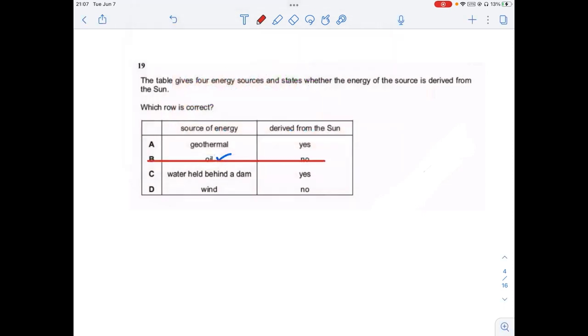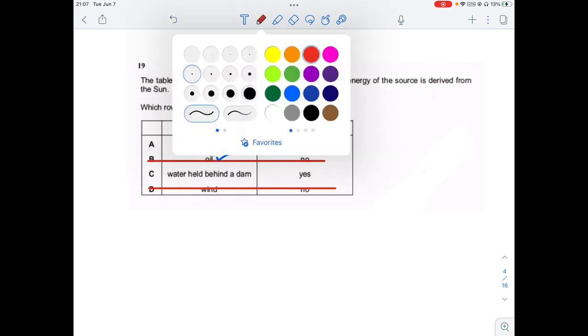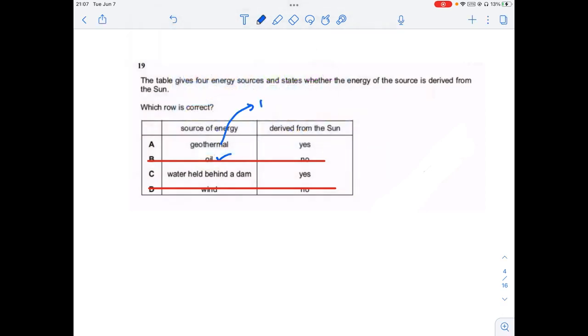Next, wind is derived from the sun, because of temperature differences, the wind keeps moving from high pressure to low pressure. So wind is also derived from the sun, but they say no, so that is also wrong. Geothermal is not derived from the sun. Geothermal energy comes from the nuclear reactions taking place inside the Earth, but they say that it is derived from the sun. So this is also wrong. The only option left over is option C. They say that water held in a dam is derived from the sun. Yes, that's going to be the correct answer.